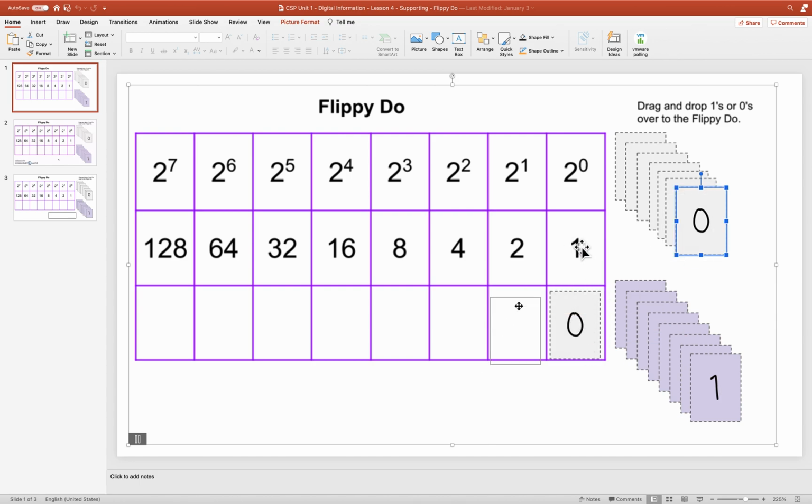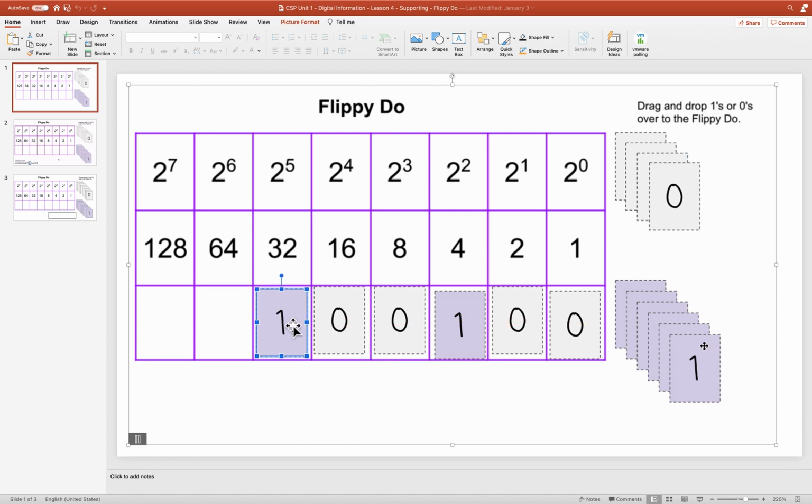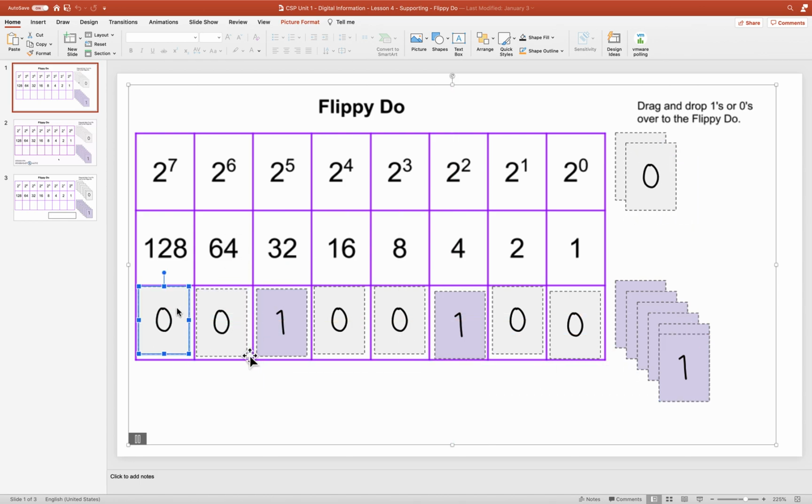So 0 times 1. Here we've got a 0 times 2. We could equally put a 1 times 2 here. We've got 1 times 4, 0 times 8, 0 times 16, 1 times 32, 0 times 64, 0 times 128.